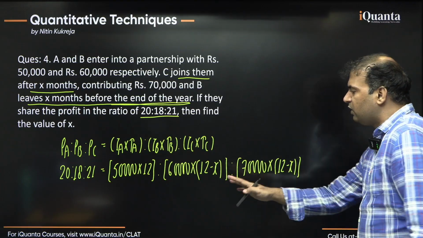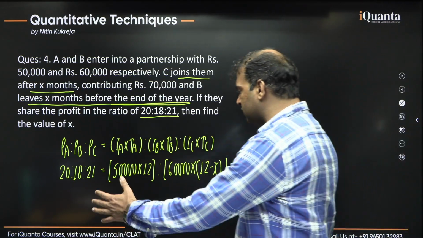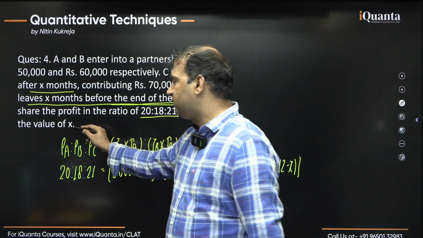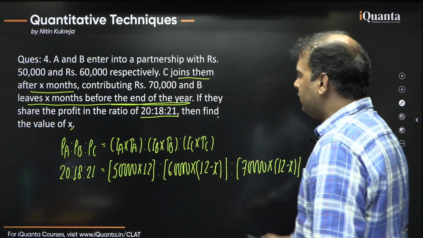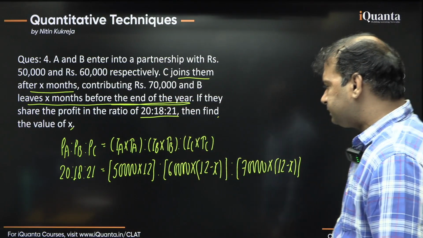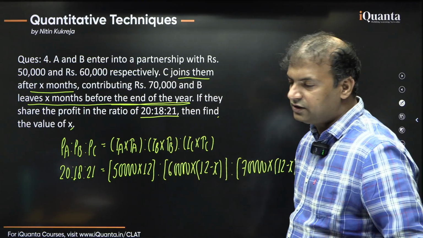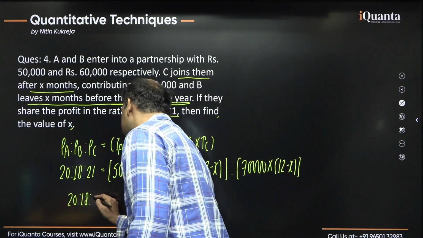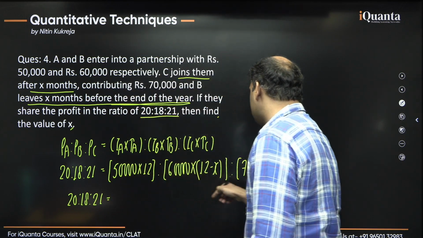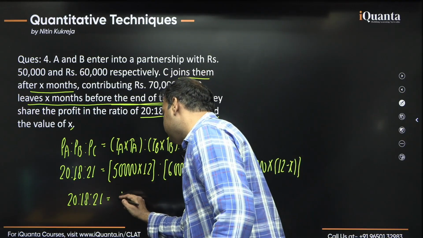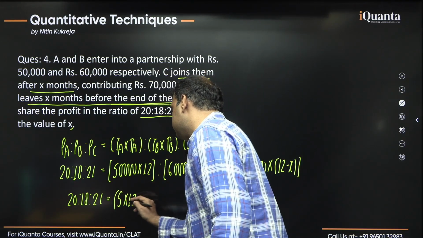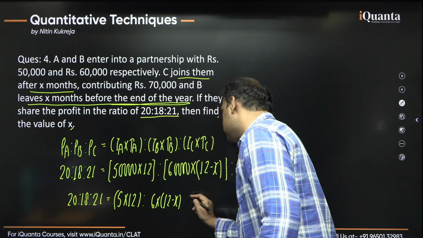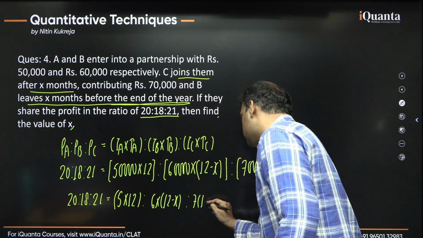All right. So we got one more thing, guys. By the help of this, we can try to solve the question. That means we can try to get the value of X. Let's see how we shall do it. First thing, 50, 60, 70,000, 10,000 is common. So we can cancel this. 20 is to 18 is to 21, right? We'll cancel by 10,000. This will be 5 into 12. This should be 6 into 12 minus X. And this should be 7 into 12 minus X.